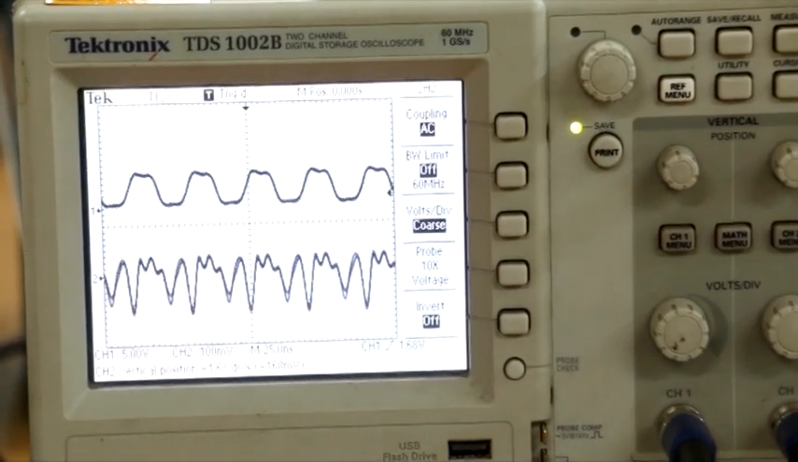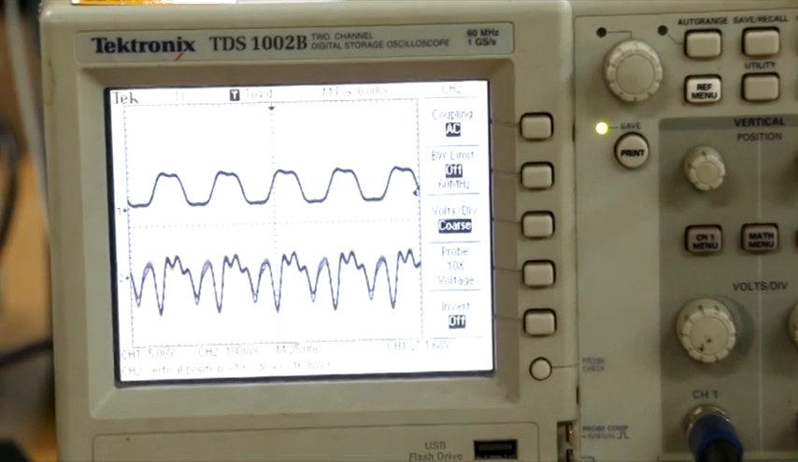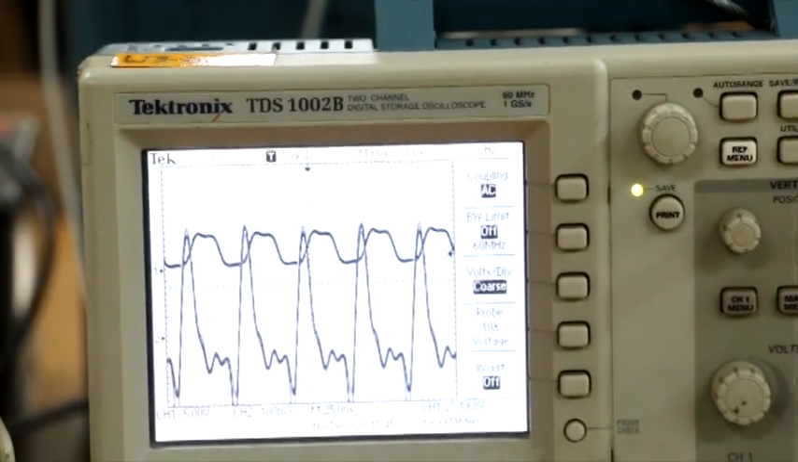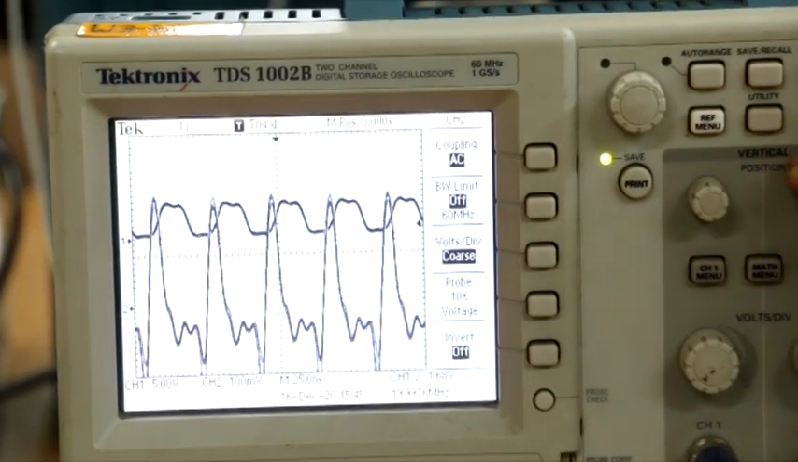Right now I have put a capacitor here between VCC and ground. If I remove it, you are able to see that there is a huge amount of switching noise. So this is something important to notice.